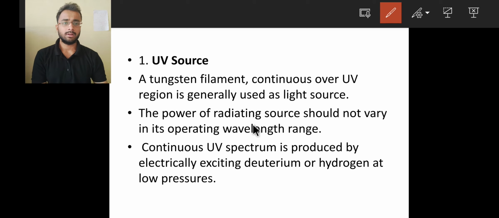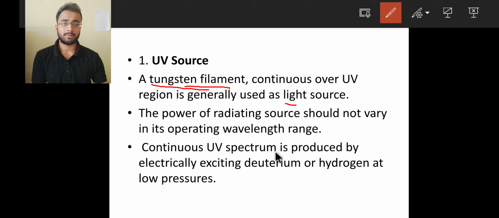Continuous over UV region is generally used as a light source. What we use, tungsten filament. The power of radiation source should not vary in its operating wavelength range. It should not vary, it should be of a stable wavelength.